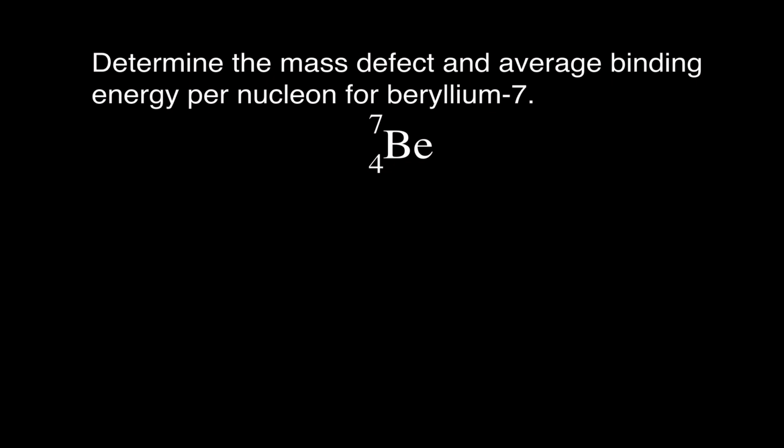And so what we're going to do is, we know beryllium is element number 4. I have 4 down here for the atomic number. The mass number is 7, so we have 4 protons and 3 neutrons. And we're simply going to add those up, and we're going to include the mass of the electron in with the mass of the proton.